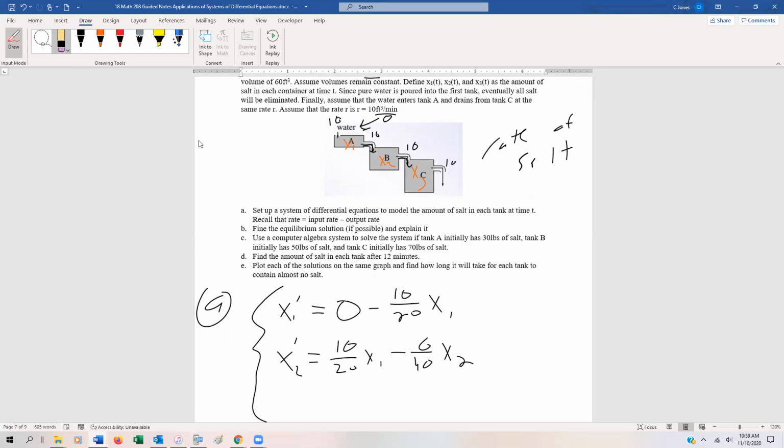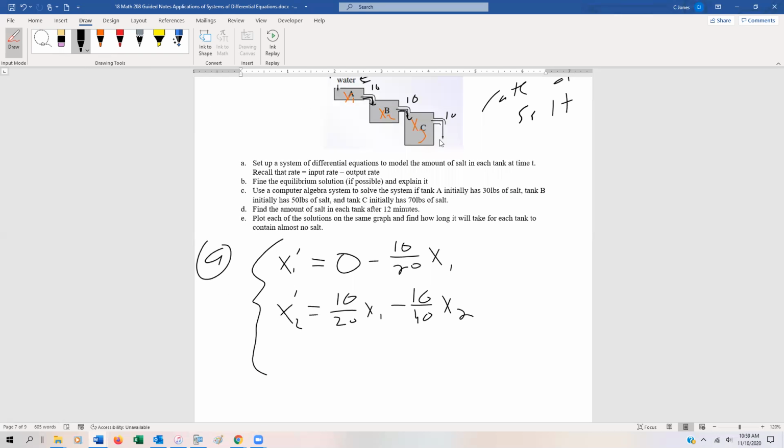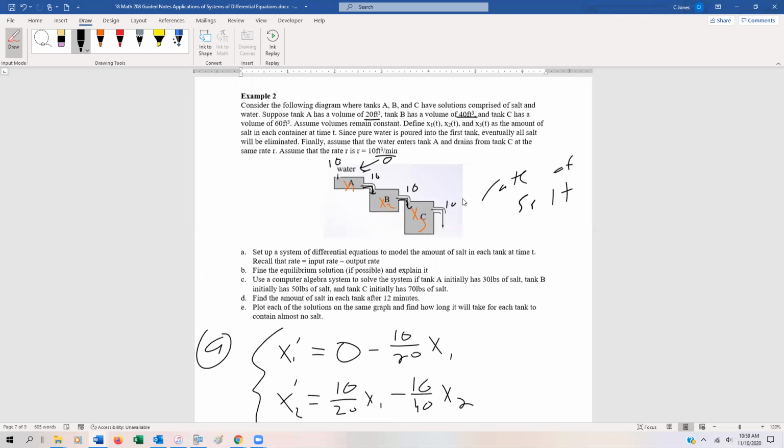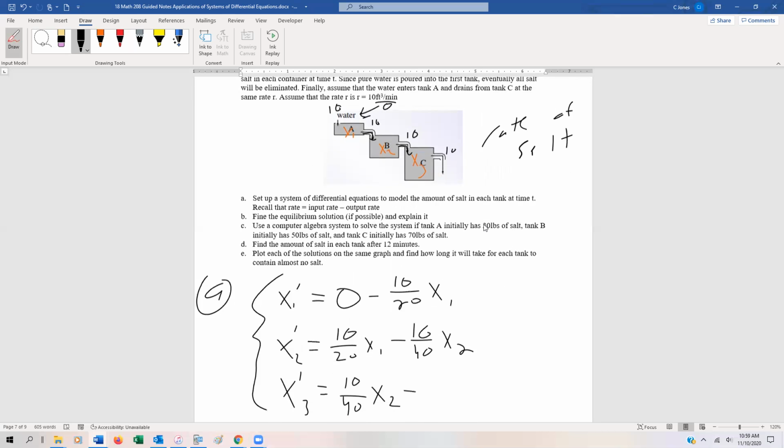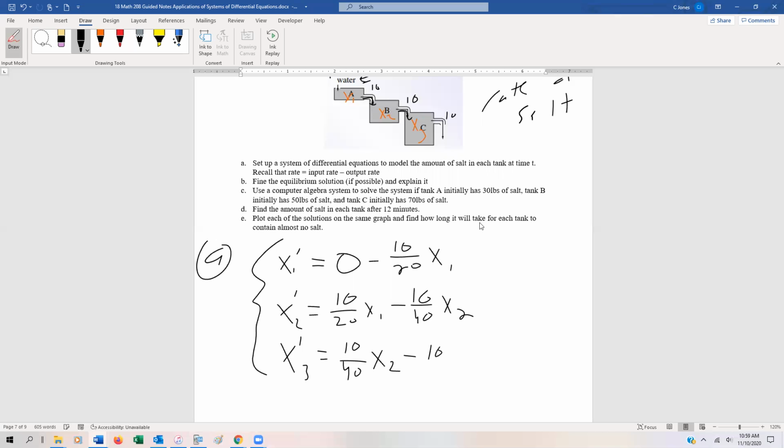And again, we're not given initial conditions, so let's just hang in there with that. It's theoretically just setting it up. And then finally, x3 prime, what's coming in is 10 out of 40 x2, and what's leaving? Well, I think we said 60 was the volume in tank C. So the rate is 10 out of 60 flowing out of x3. All right, so that's our system.